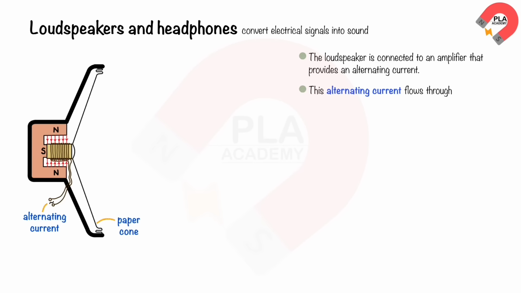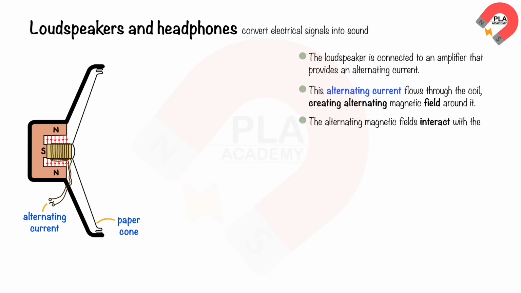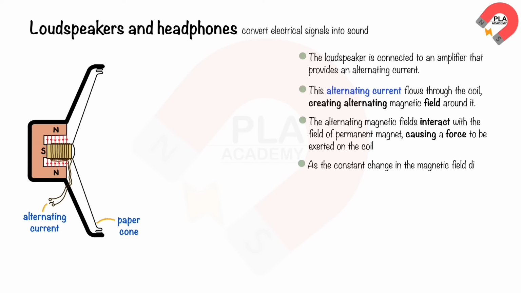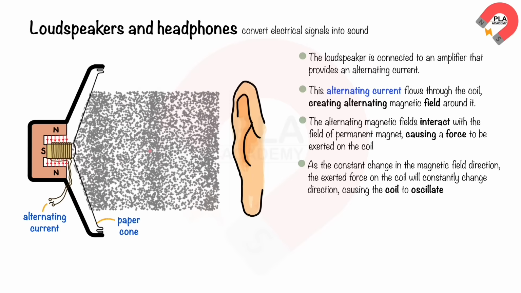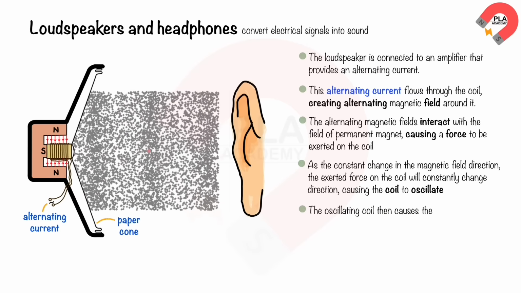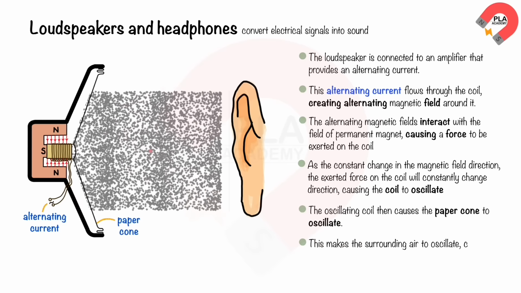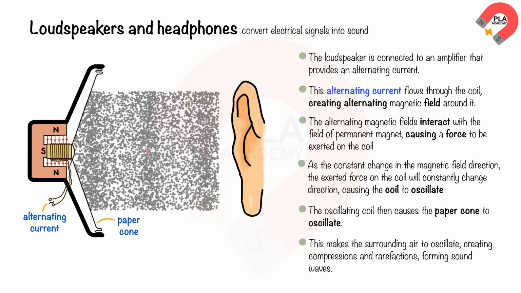This alternating current flows through the coil, creating an alternating magnetic field around it. The alternating magnetic field interacts with the field of the permanent magnet, causing a force to be exerted on the coil. As the magnetic field direction constantly changes, the force on the coil constantly changes direction, causing the coil to oscillate. The oscillating coil then causes the paper cone to oscillate. This makes the surrounding air oscillate, creating compressions and rarefactions, forming sound waves.